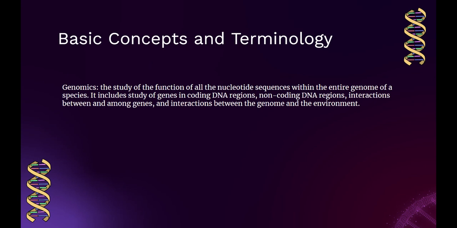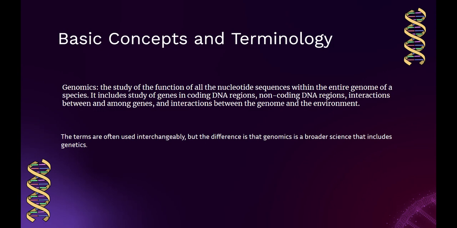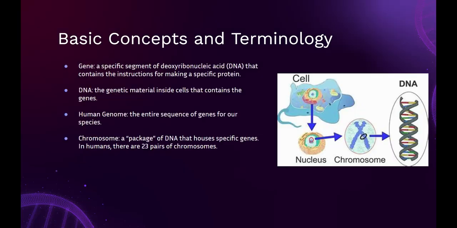We have genes that tell the cell when to divide and when to stop dividing. We have genes that tell the cell when to self-destruct. We have genes that determine the pace of cell division and regeneration. And then the interactions between the genome and the environment, which more accurately falls under epigenomics. But genomics is a much broader thing. The terms are used interchangeably, but the difference is that genomics is a broader science that includes genetics. That's the test question, so just so you know.